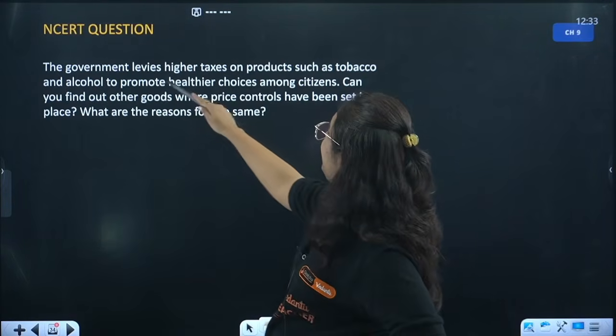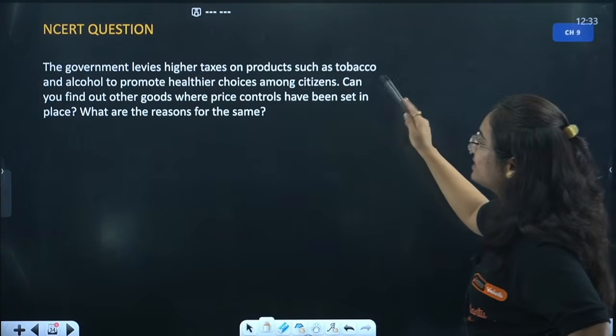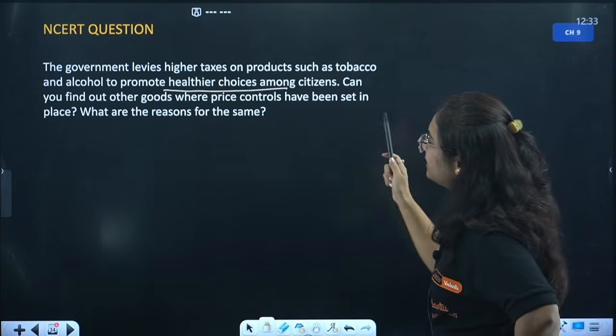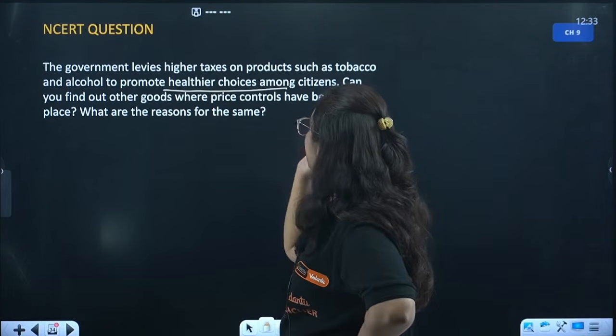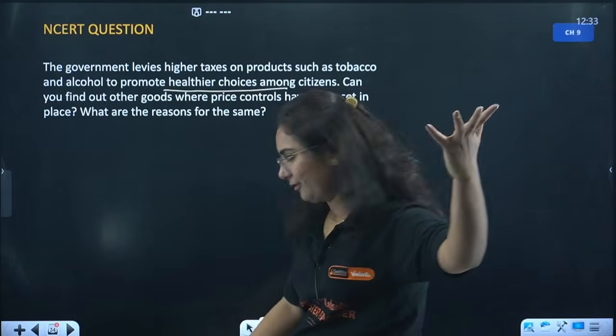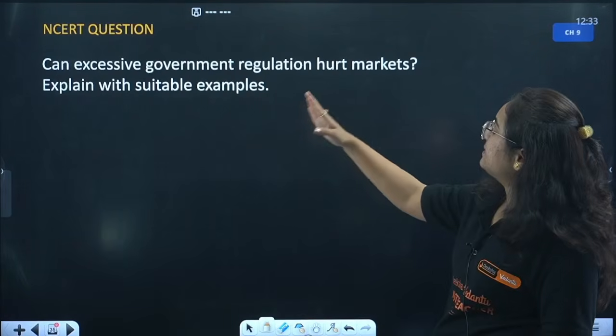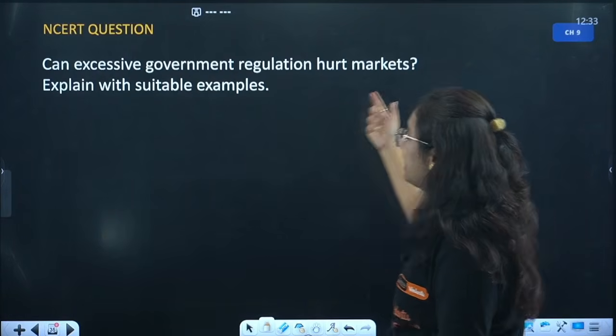The government levies higher taxes on products such as tobacco and alcohol to promote healthier choices among citizens. Can you find out other products? You have to do it. Find out other products and list them. This is your homework. Can excessive government regulations hurt the market?